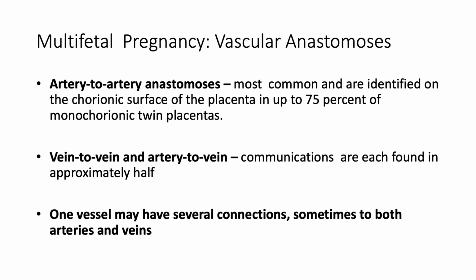Among the different vascular anastomoses, artery-to-artery anastomoses are the most common and are identified on the chorionic surface of the placenta in up to 75% of monochorionic twin placentas. Vein-to-vein and artery-to-vein communications are each found in approximately half of monochorionic twin placentas. One vessel may also have several connections, sometimes to both arteries and veins.